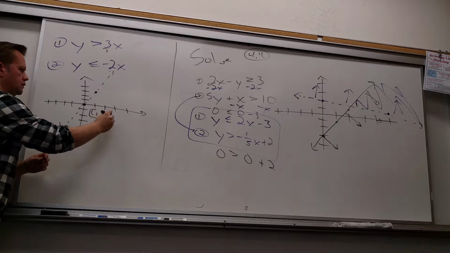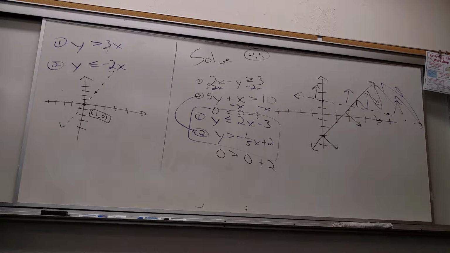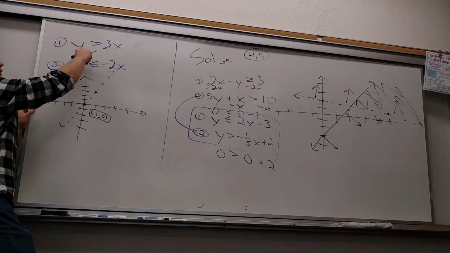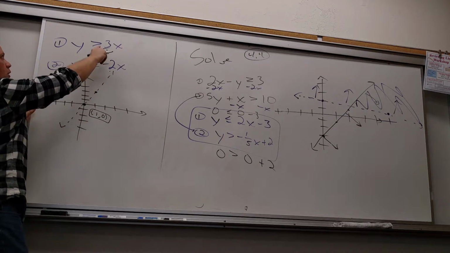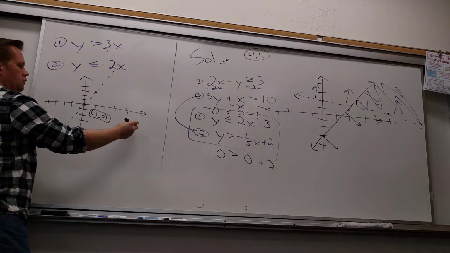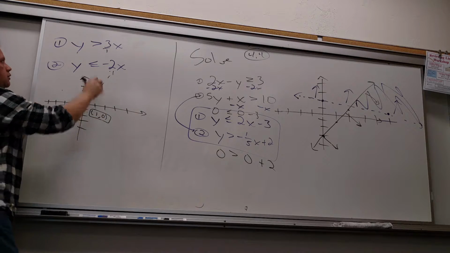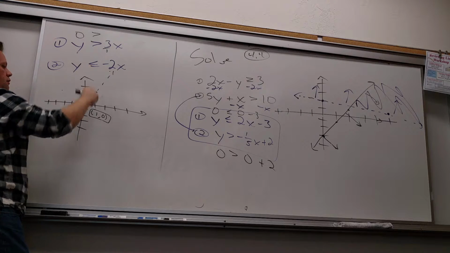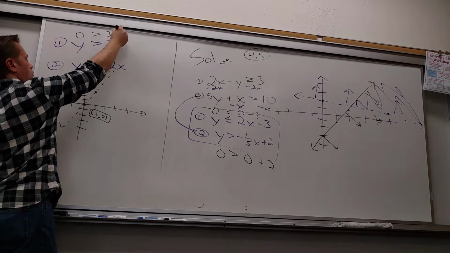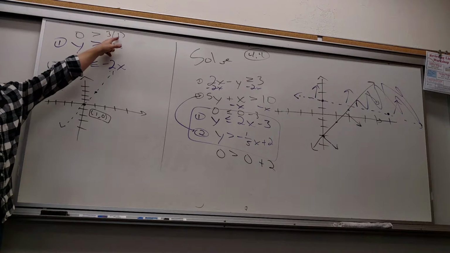Does the point 1, 0 work in this equation? That's the question. If I plug 1, 0 into this equation, does it work? What's this inequality become if I plug 1, 0 in? What's y? 0. So you get 0. Is that bigger than 1? 3 times 1? Use the equation that's there. Is 0 bigger than 3?